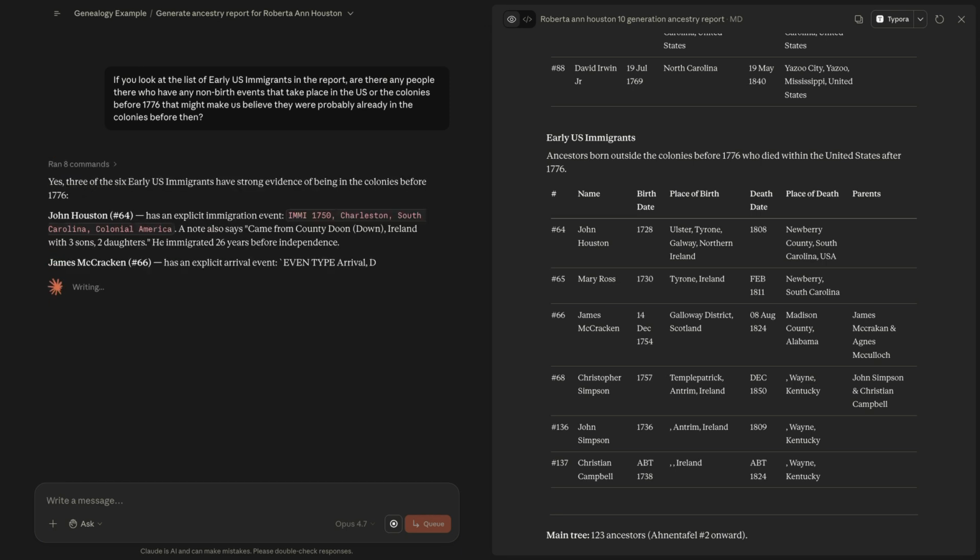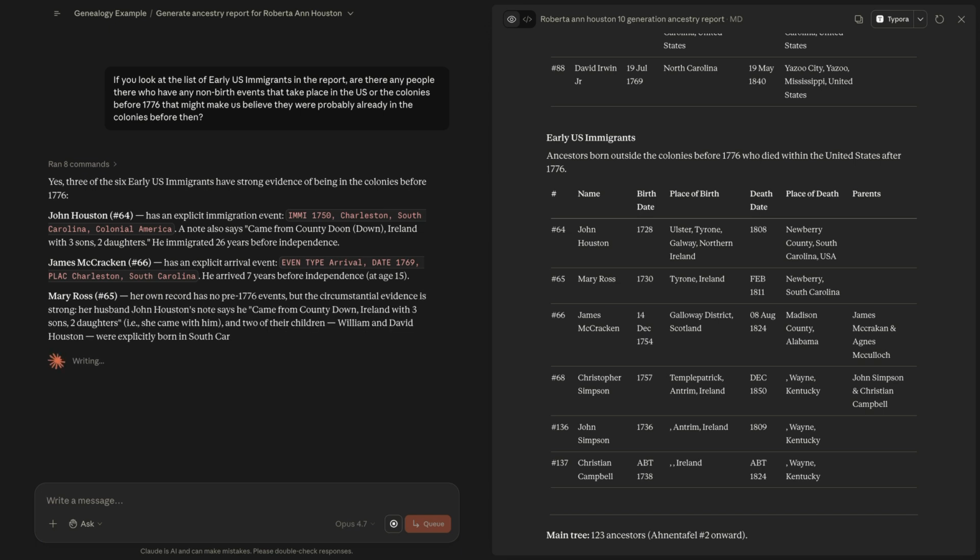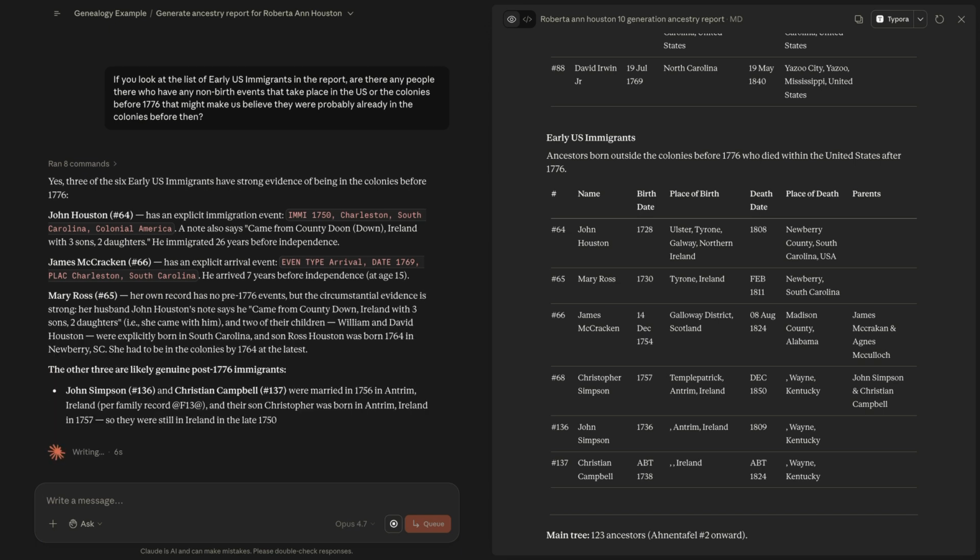So yes, 3 of the 6 immigrants have strong evidence of being in the colonies before 1776. John Houston has an explicit immigration event in 1750. A note also says, came from County Down, Ireland, with 3 sons and 2 daughters. He immigrated 26 years before independence. James McCracken has an explicit arrival event, arrived 1769 in Charleston. He arrived 7 years before independence at the age of 15, so he would have been a young adult during the Revolutionary War.